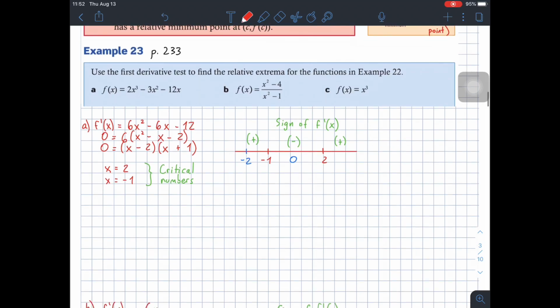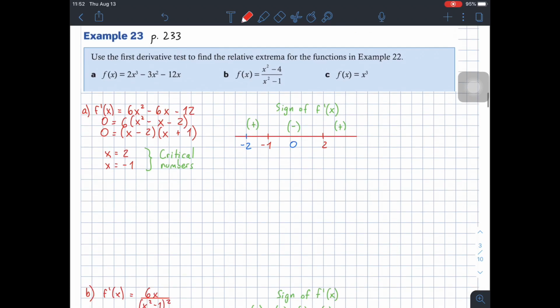We're going to do the same process, but now we're going to determine the relative extrema of these functions. Okay, so I copied and pasted the process we already did last class in order to save some time.